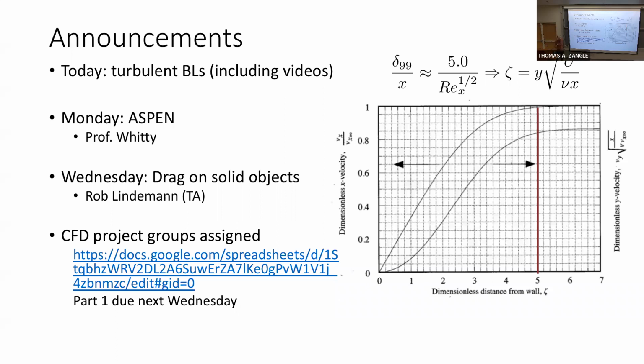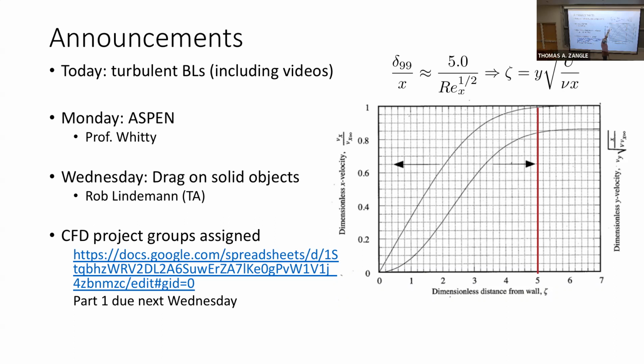And then just a quick follow-up. I don't see him here. I didn't answer this question of what zeta was. So there was a question of, what is zeta, the dimensionless distance from the wall? And actually from what was given on that slide, we could have answered that question.